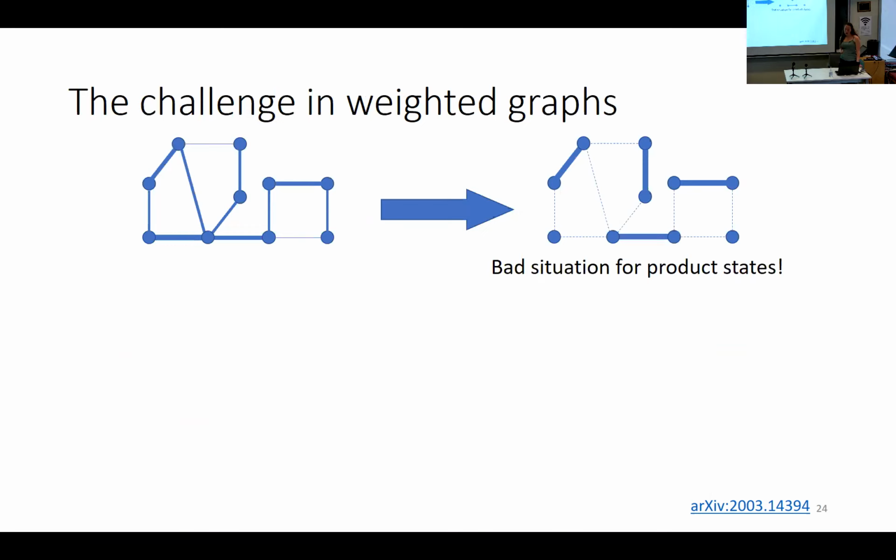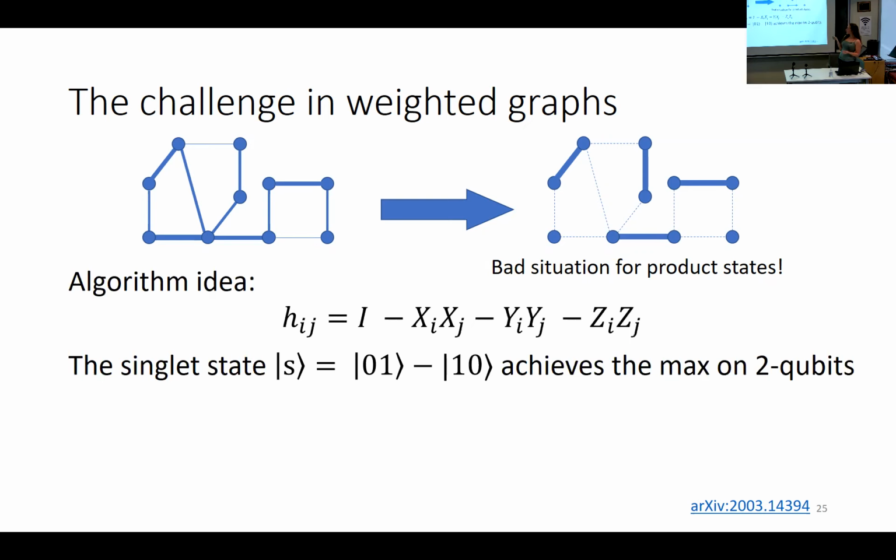So basically, you remember that the single edge case is very bad for product states. They can only do 1/2 on a single edge. And so you can imagine a case where the weights of the edges make your whole graph look like a collection of single edges connected by very low weight other edges, I suppose. And that would be a very bad situation for product states. But we also know the correct answer for that single edge state is the singlet state.